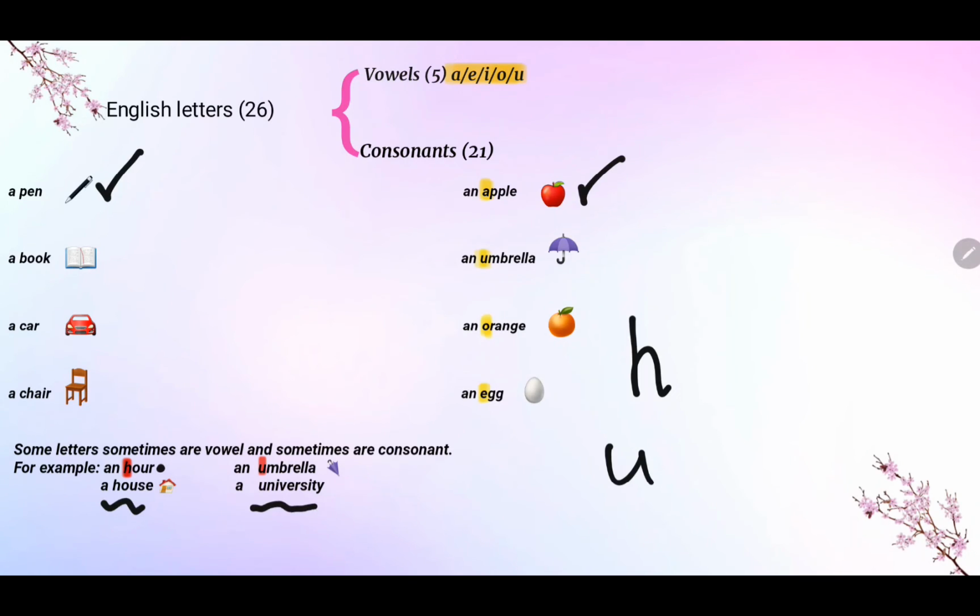But about the word university. Actually, it starts with U, but in pronunciation, it starts with "ye". So "ye" is a consonant sound, and before a word that starts with a consonant, we use a: a university, a house, but an hour, an umbrella. So you have to be careful about this point.